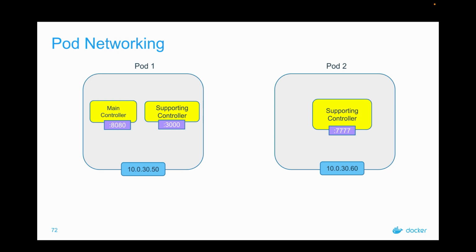So think of it like, if my pod 1 basically has an IP address of 10.0.30.50. If I have any container, then each of these containers will be assigned a different port, and now I can access it through 10.0.30.50 colon 8080 or 3000. Okay, so containers within the same pod will share the network, same cgroup and same IPC namespace. Okay, so this is how pod networking works.